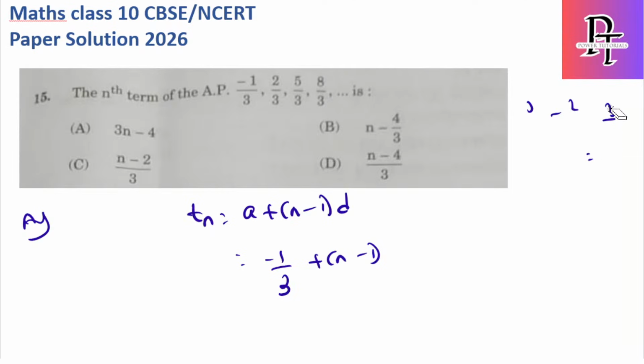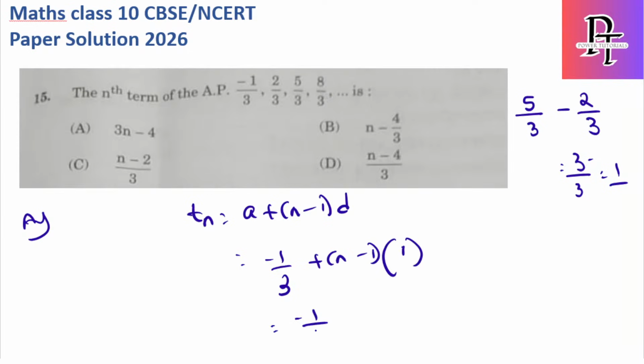I'm sorry for it. 5 by 3 minus 2 by 3 is equal to 3 by 3, which is 1. So D value is nothing but 1. So simply, minus 1 by 3 plus n minus 1, which is equal to n minus 4 by 3, because minus 1 by 3 minus 1 is minus 4 by 3. n minus 4 by 3, option is D.